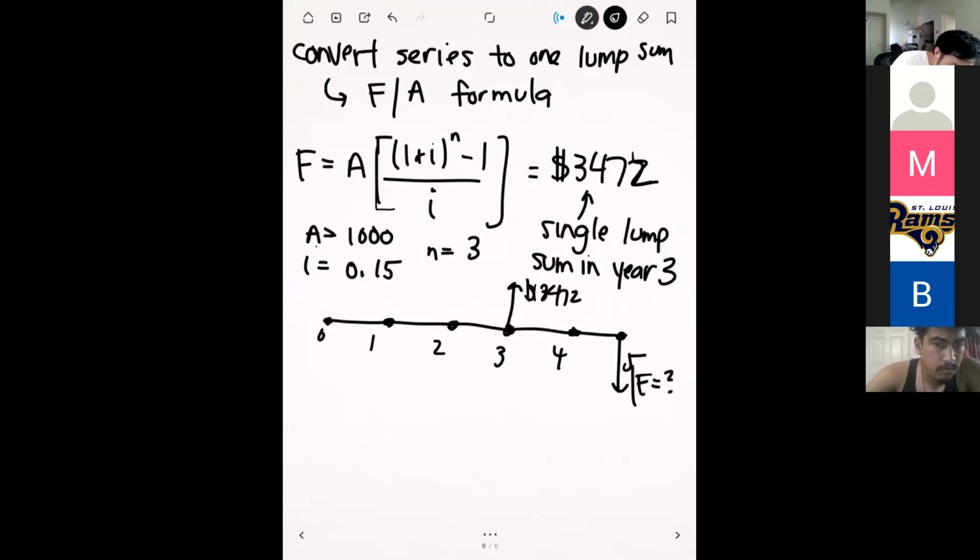But that's not the F that we want, right? The F that we want is actually in year 5. We've done the first part of the problem where we converted that uniform series into a lump sum. But now we need to do another conversion in order to convert this 3,472 in year 3 into a single lump sum in year 5.